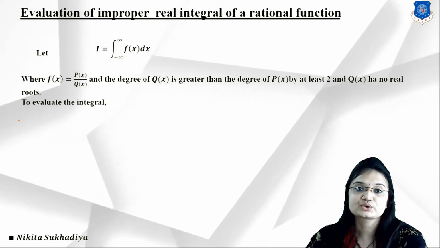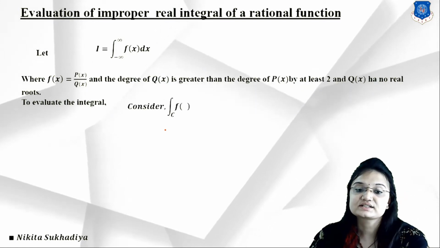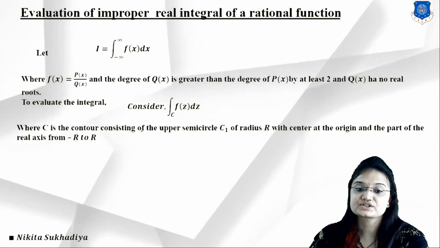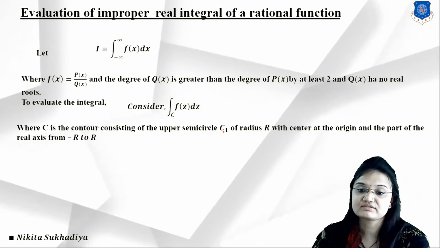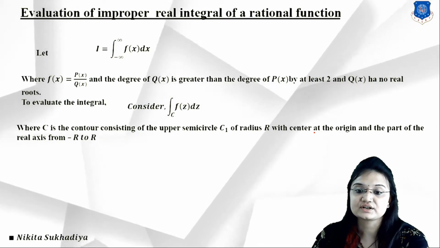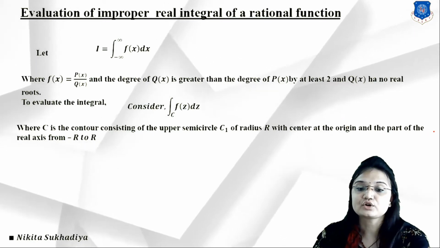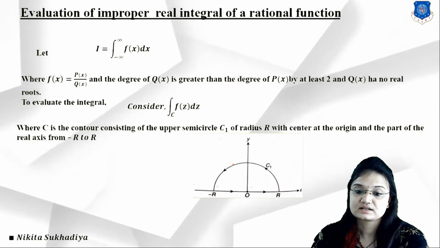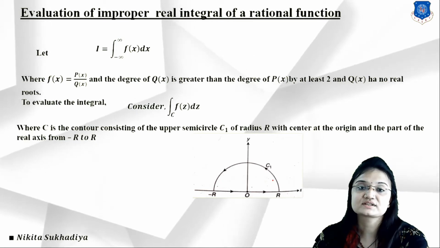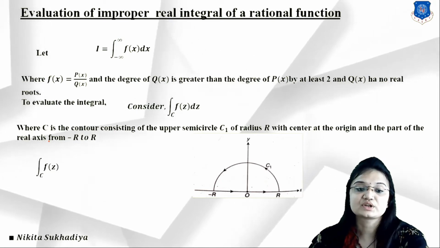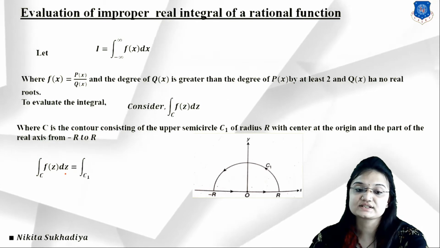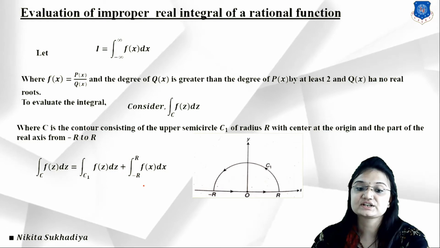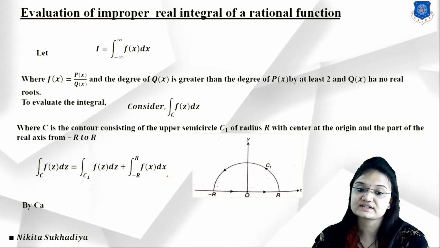roots. Okay, so to evaluate the integral, consider the integral over C of f(z) dz, where C is the contour consisting of the upper semicircle C1 of radius R with center at the origin and the part of the real axis from minus R to R. Okay, like this, minus R to R, and here the upper semicircle C1. Okay, so the integral over C of f(z) dz is equal to the integral over C1 of f(z) dz plus the integral from minus R to R of f(x) dx.